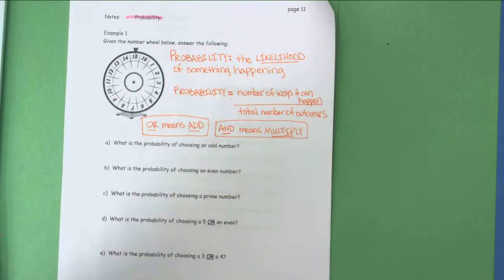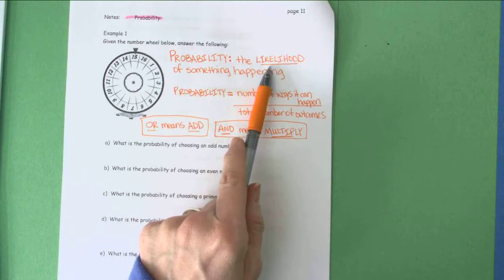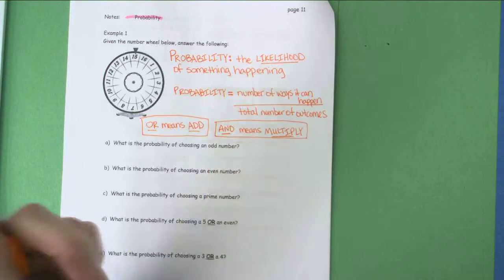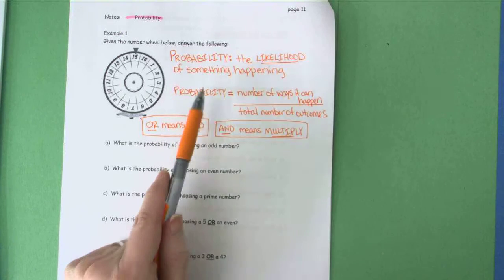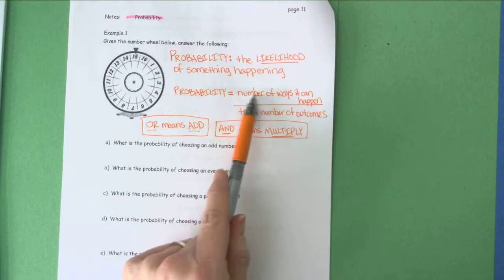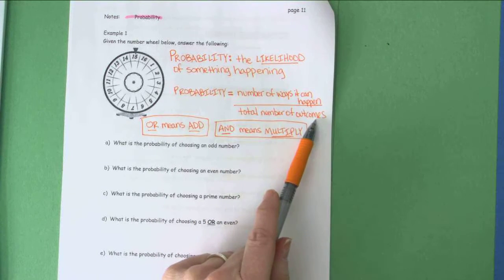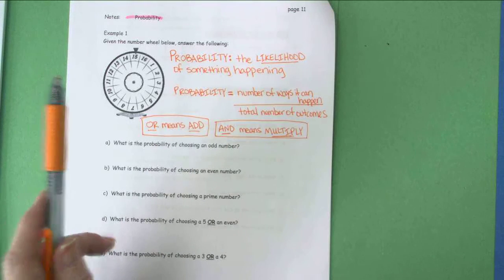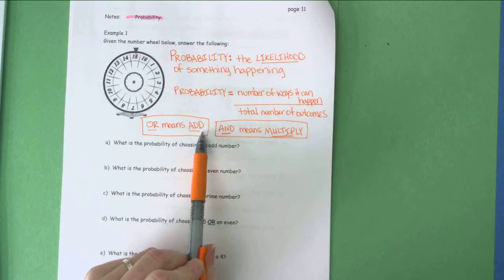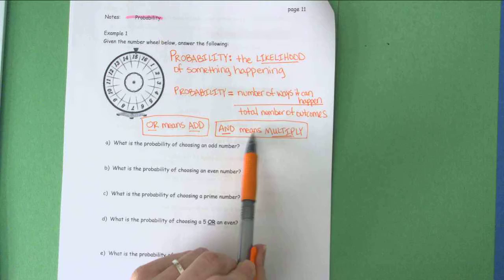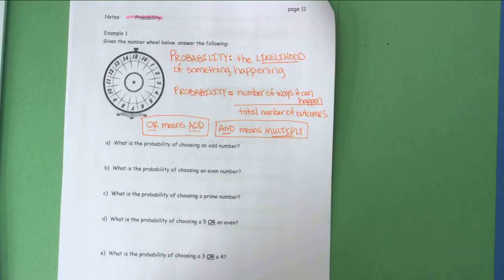But for now, the first thing I want you to write down is a definition of probability. Probability is the likelihood of something happening. We deal with probability every day. The formula for probability is that probability equals the number of ways it can happen divided by the total number of outcomes. And the final two things I'd like you to write down is that when you see the word or, you have to add, and when you see the word and, you have to multiply. So we're going to pause it here so you can jot this down. Okay, now we're moving on.